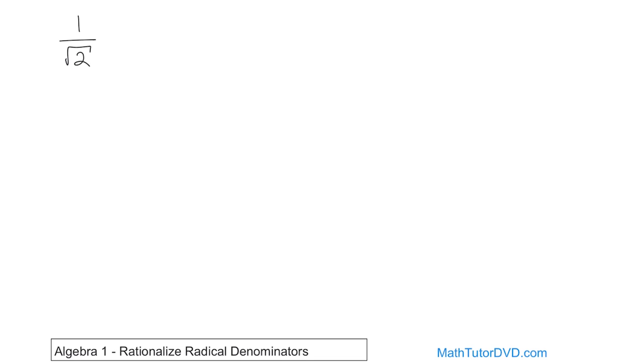The process of getting rid of this radical in the denominator is called rationalizing the denominator. It's just something that we do in math, and you just have to get used to seeing that you don't want these radicals in the bottom. Now the good news is there's a bulletproof way to do that.